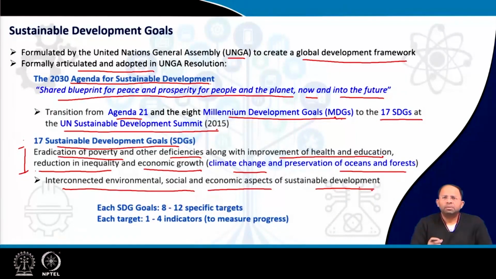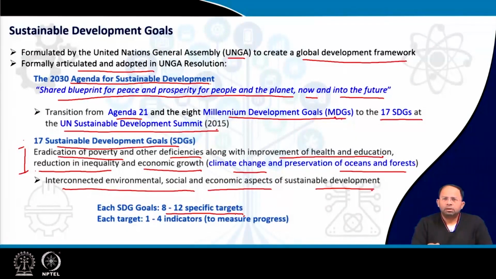So, sometimes there also have to be certain trade-offs. The goals are interconnected and related with each other, but at the same time, these are specific goals that also have to be considered. Now, each of these goals has around 8 to 12 specific targets.